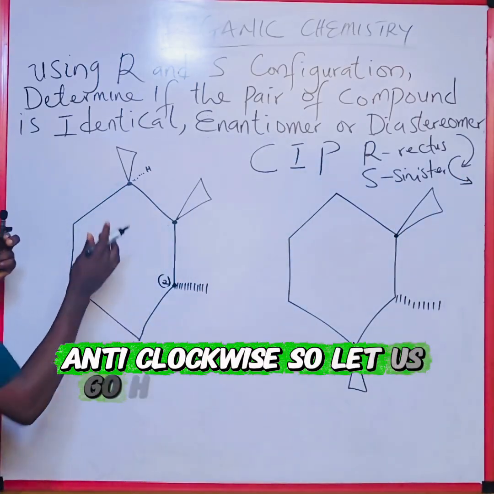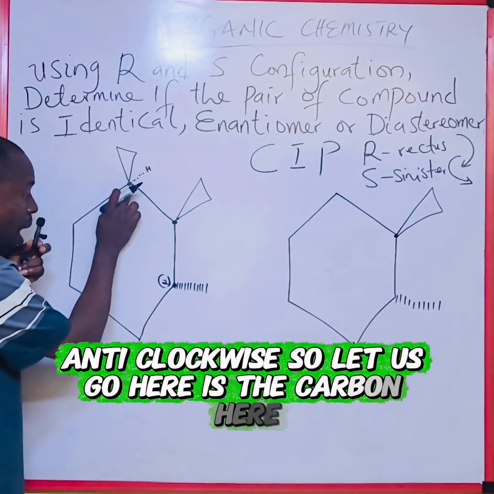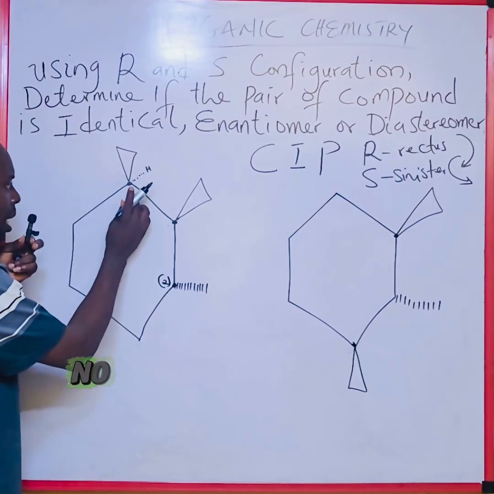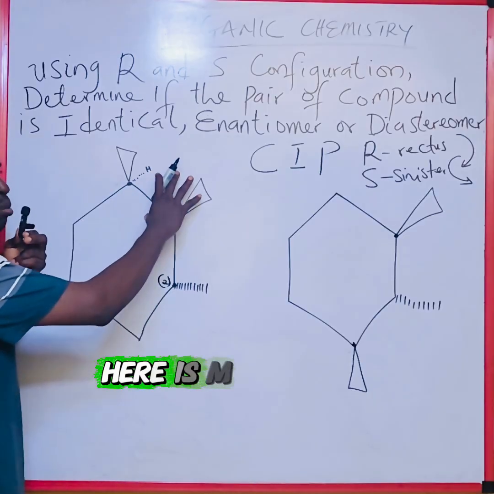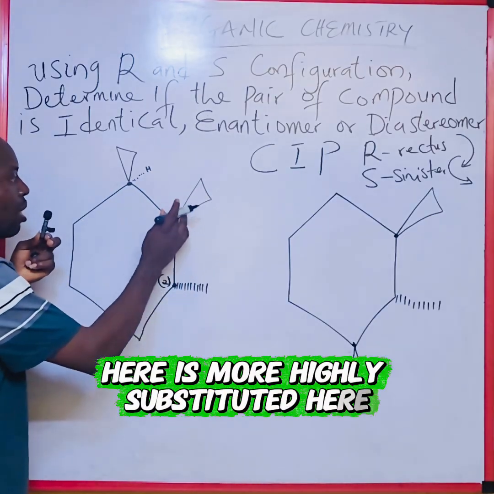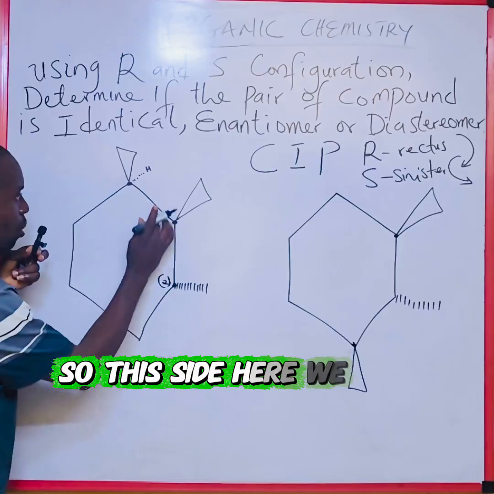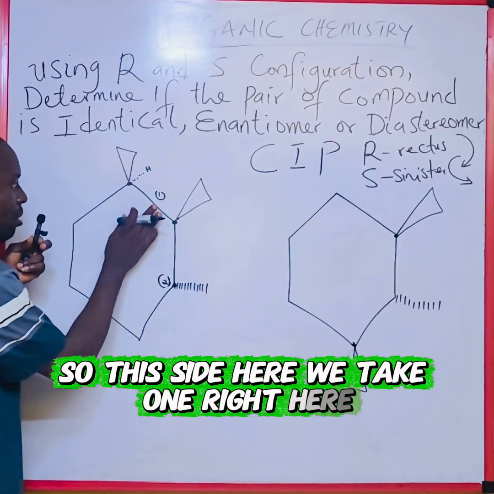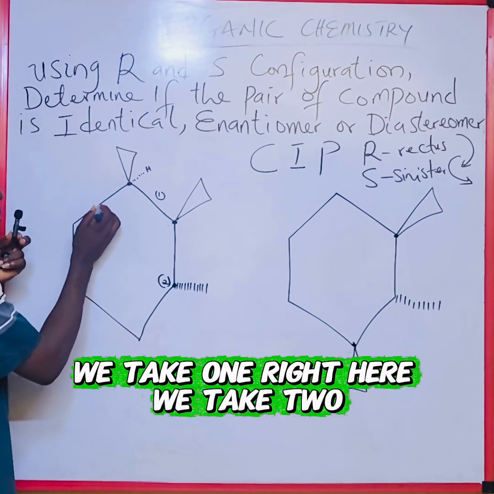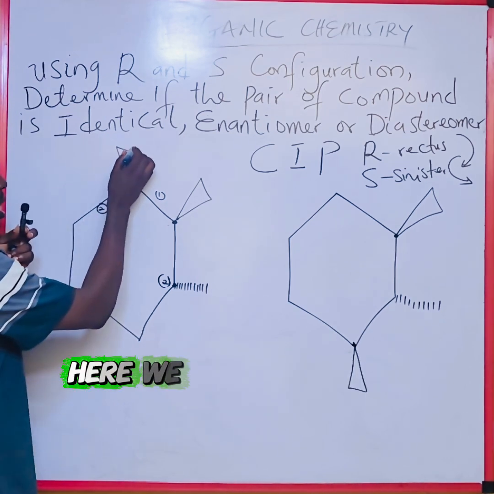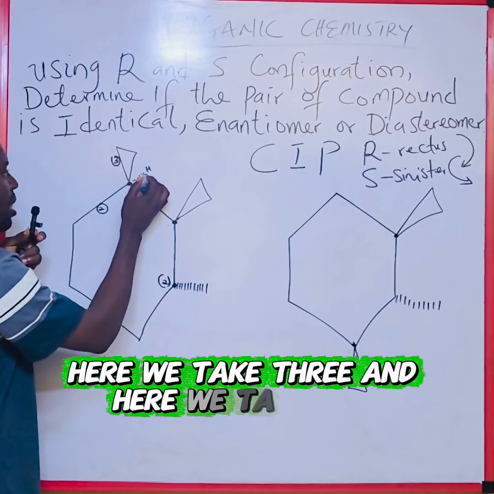Anti-clockwise. So let us go. Here is the carbon here. If you check from here to here, this side is more highly substituted. So on this side we take 1, right? Here we take 1, right? Here we take 2. Here we take 3, and here we take 4.